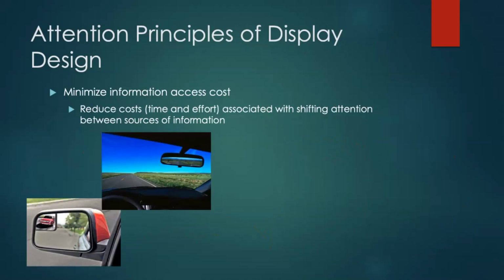All right, so remember when we talked about the SIEVE model, we talked about the effort factor in SIEVE, such that increasing the effort makes it less likely that somebody's going to attend to that information. And if you want somebody to attend to that information, you need to minimize the cost associated with accessing that information. All right, so that cost can be both time and effort. And that effort can be mental effort, or it can be physical effort.